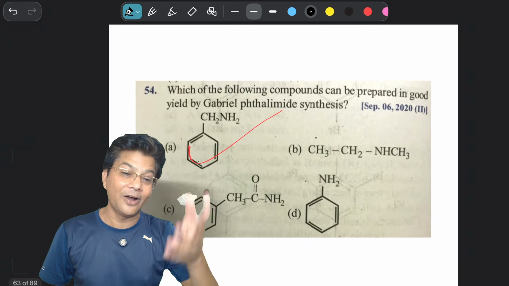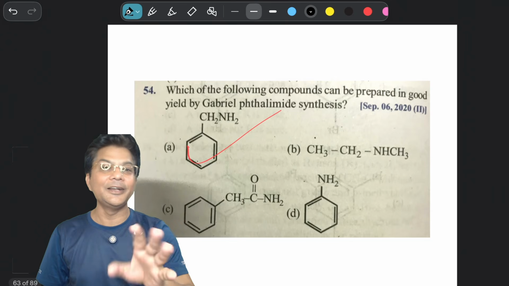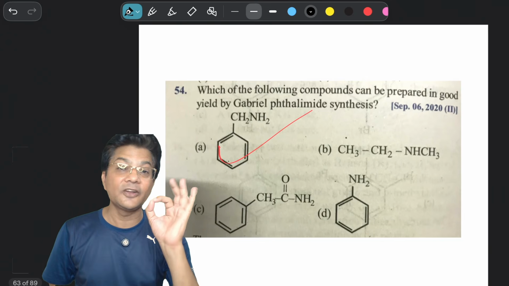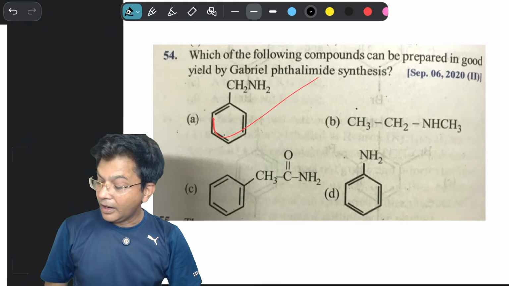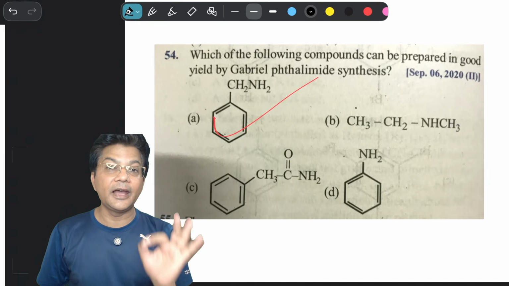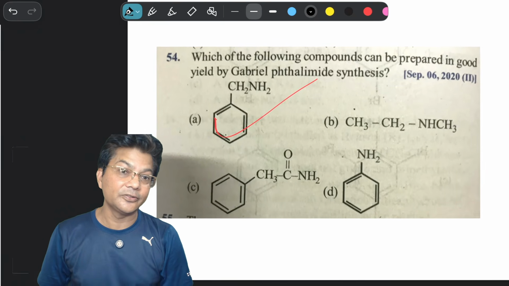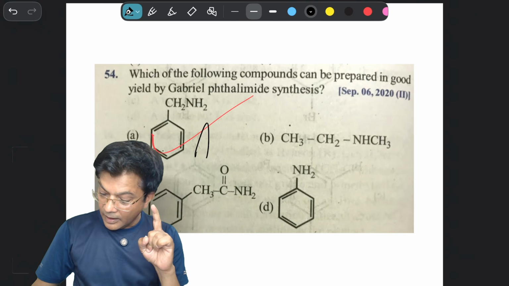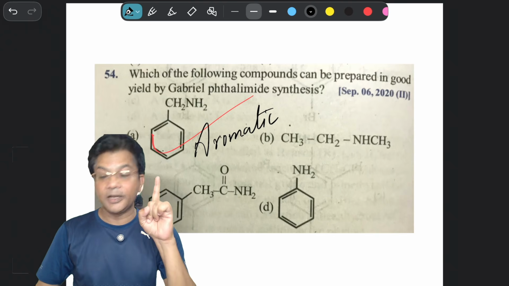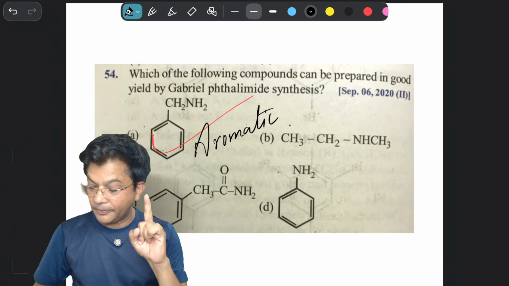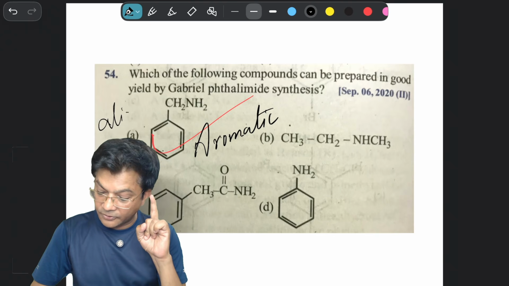I was thinking how to do this question. Only 1-degree aliphatic amine, but see, it's a NEET question. Why? In your NCERT it is given that aromatic 1-degree amine cannot be prepared by the Gabriel phthalimide process. This is aromatic and it is 1-degree amine. What is the meaning there? Aromatic, that is, aniline can't be prepared. This is aliphatic, my dear students.